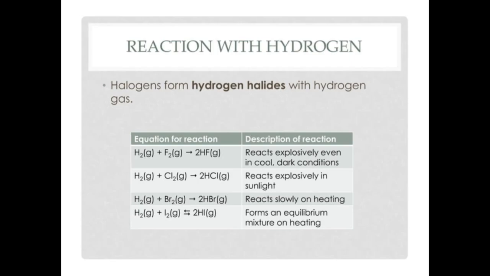The reaction between hydrogen and fluorine reacts explosively in cool, dark conditions. With chlorine, it reacts explosively in sunlight. Bromine reacts slowly on heating, while iodine forms an equilibrium mixture on heating. Please study the reaction of hydrogen with halogens very well, and we should be able to describe this reaction.